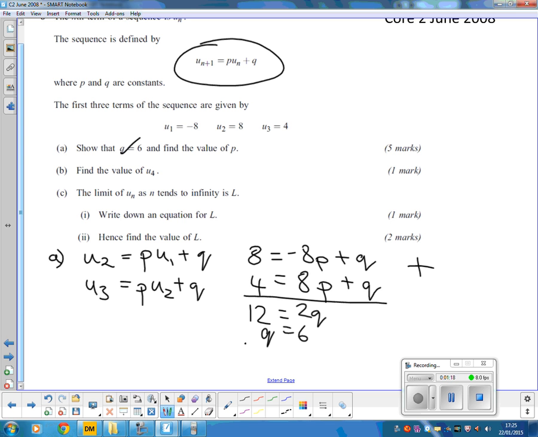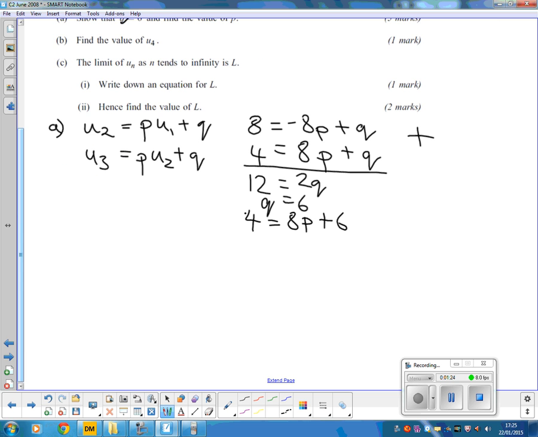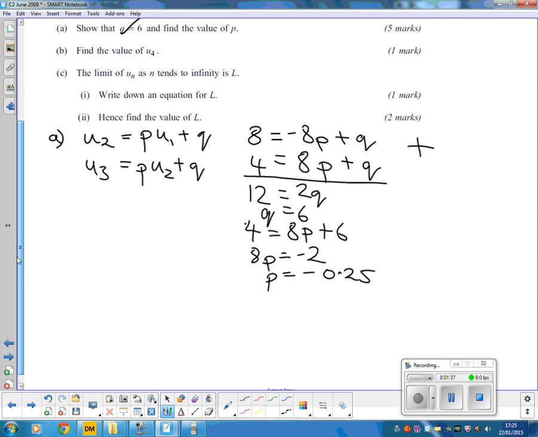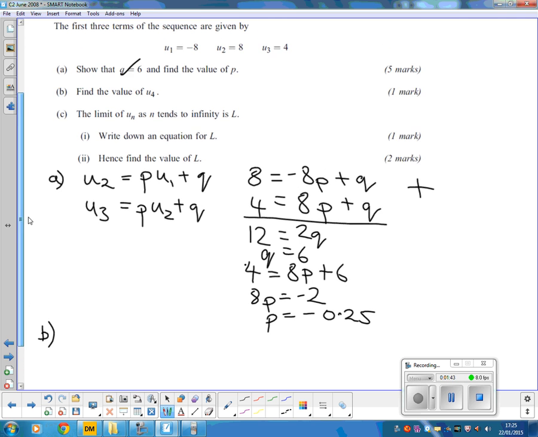So say I use the second equation. You get 4 equals 8P plus 6. So 8P is going to equal negative 2. So P is negative a quarter. Right, now we've found out what P is. Then the next step, to use these, we're going to find out what u4 is.